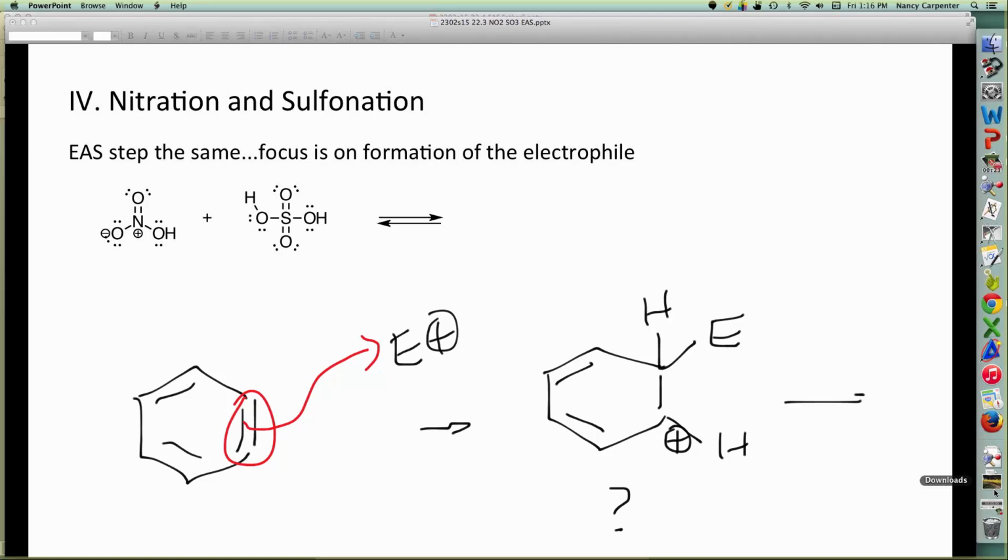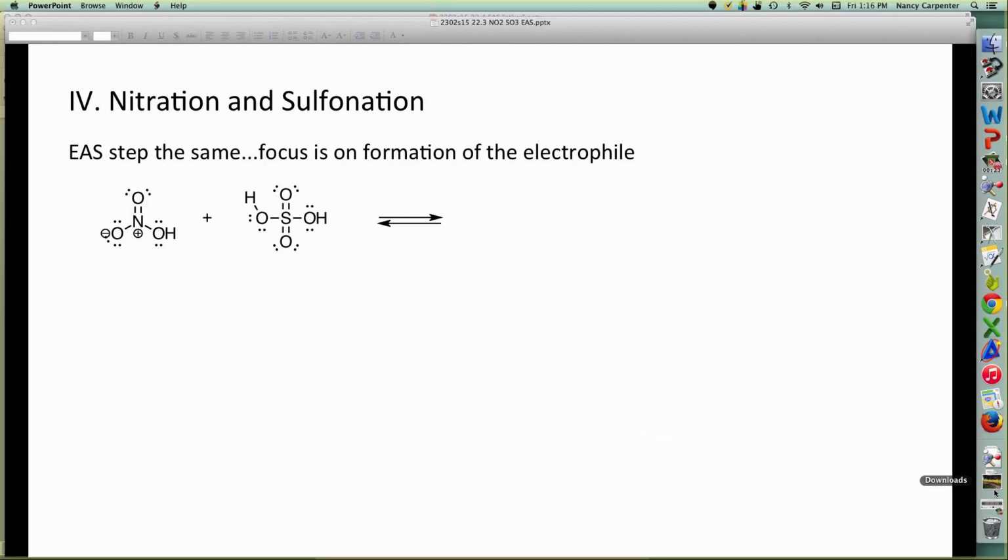And then the subsequent step is the elimination step, where you remove the beta hydrogen. Boom, you're done. So all we're going to cover in this mini lecture is how we make the activated electrophile. And it's really straightforward. You have a super strong acid in sulfuric acid, and you have a multitude of nucleophilic atoms in nitric acid, HNO3.